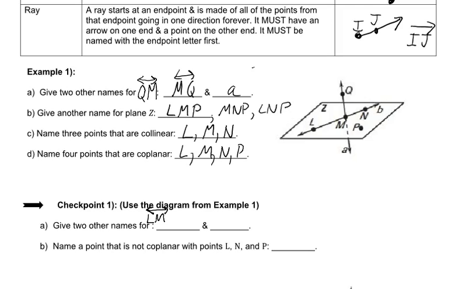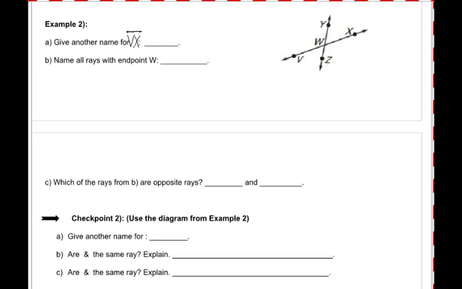There are lots of other names for line LM. Hopefully you picked two of those. Not coplanar with L, N, and P. Point Q is not on plane Z. Give another name for segment VX. Reverse the letters. Segment XV.